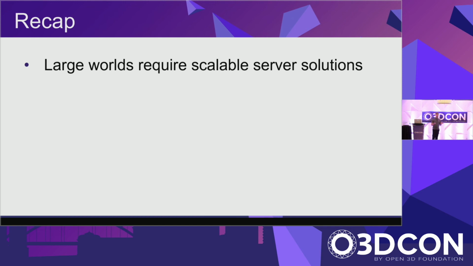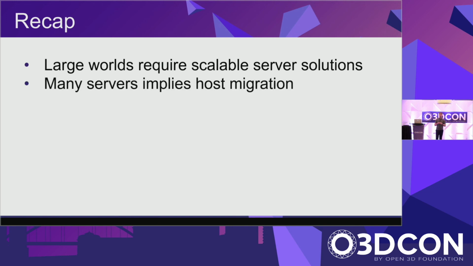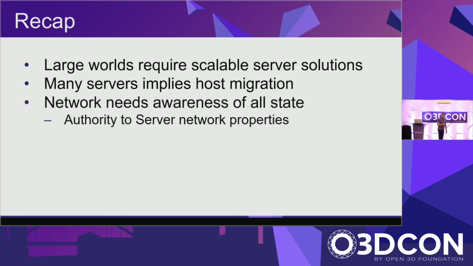So large worlds imply scalable server solutions. As soon as you have scalable server solutions, you need host migration for a number of reasons: fault tolerance, and just for elastic scalability, so you can react to things running around and clustering together. If you've got host migration, it's really important that our server be aware of all network state all the time. And that's why the authority to server network properties is so important for large-scale simulations.